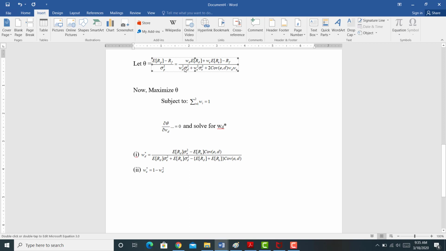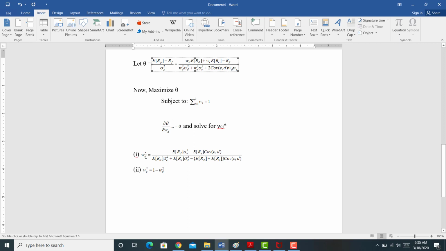All right. So now what I'm going to do is I'm going to maximize theta subject to an important constraint that the sum of the weights of asset D and asset E will equal 1. All right. By now, hopefully, you know how to maximize an objective function subject to a constraint. We're going to take the partial derivative of theta with respect to the weight of the less risky asset. We're going to set it equal to 0, and then we're going to solve for WD. I'll put a star there because that's telling us the optimal weight. All right. I'm not going to show you the math. It gets super messy, but trust me, this is what happens when you solve this problem.